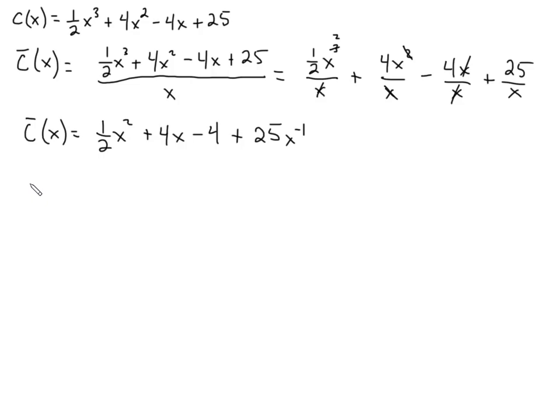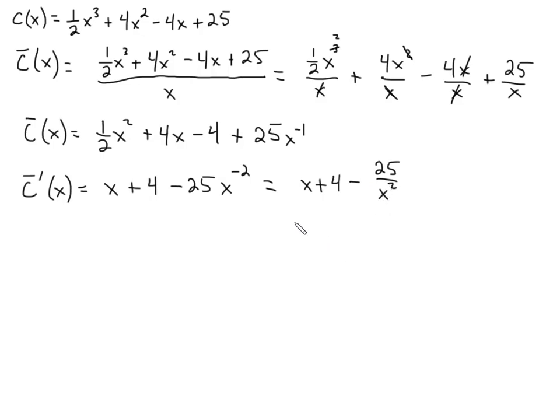Okay, so the next step is c bar prime of x. That is the derivative of the average cost. So we'll use the power rule on that, bring the 2 in front, lower the power by 1. That just leaves us with x there. 4 for that one. That's a constant. Its derivative is 0. This one we put the minus 1 in front, so minus 25 x to the minus 2 power. Okay, we can rewrite this as x plus 4 minus 25 over x squared. So there's that is the marginal average cost.